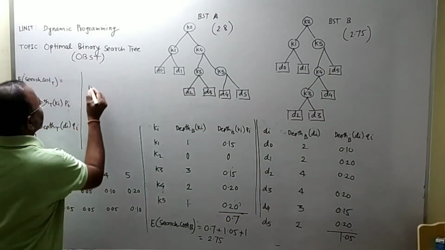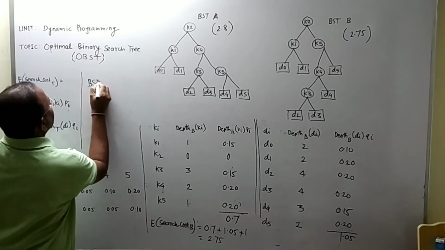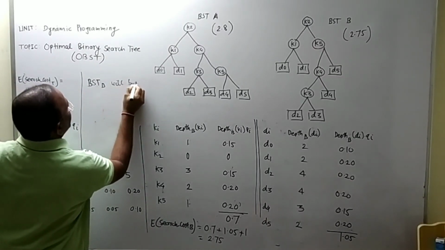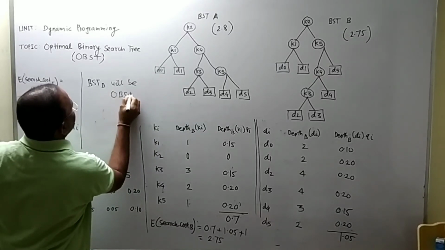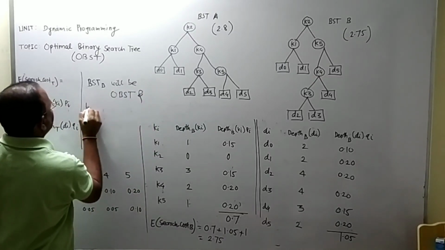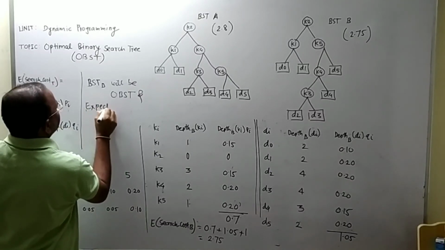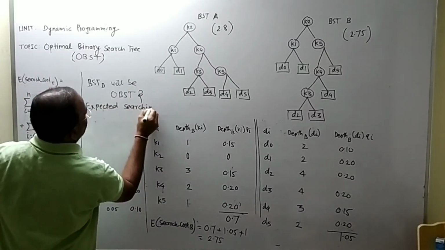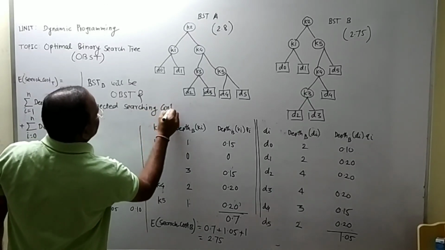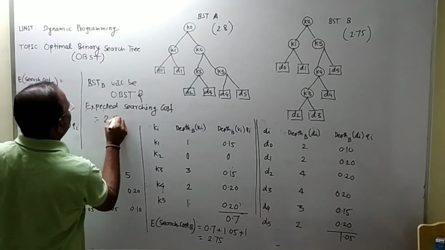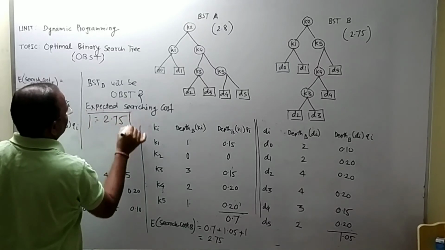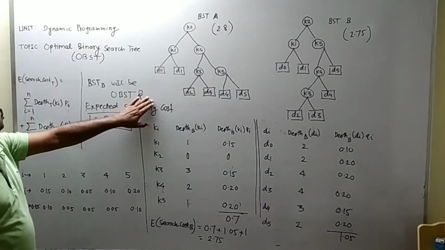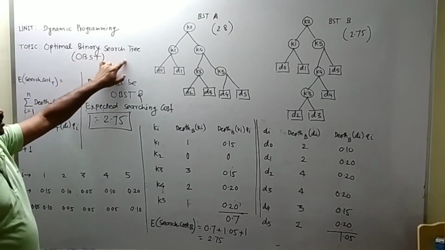Now here BST-B will be the OBST and the expected searching cost is equal to 2.75. This is all about the explanation of the optimal binary search tree.